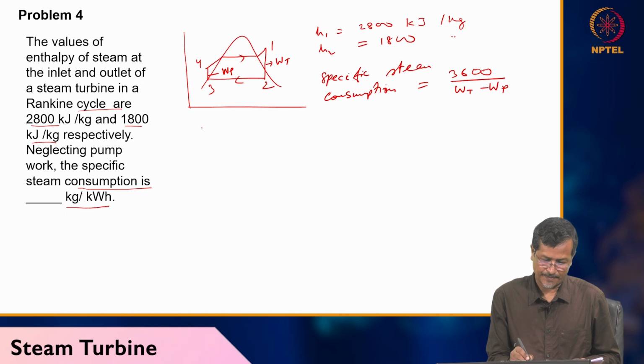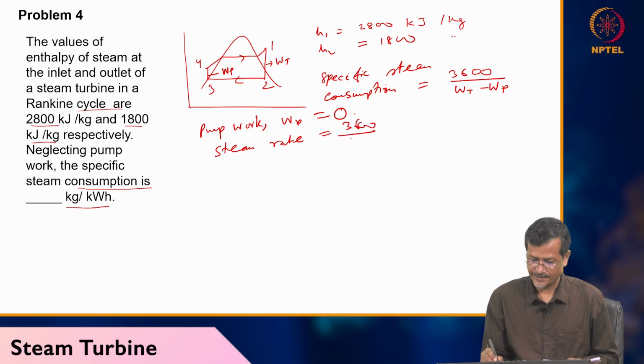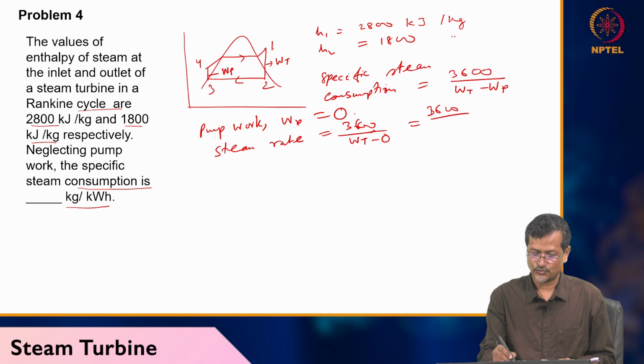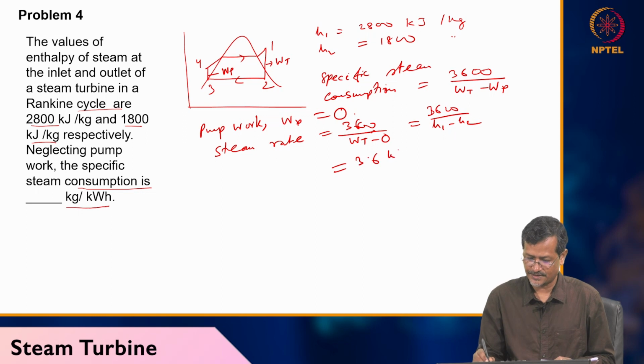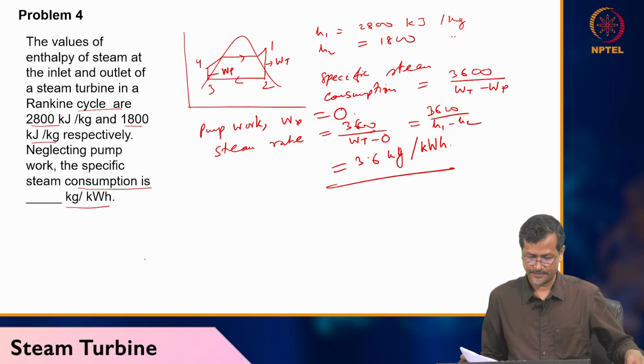Now pump work, WP equals 0. It is given that we have to neglect the pump work. Now steam rate equals 3600 divided by WT, because WP is 0. So it is 3600 over the turbine work, H1 minus H2. This gives 3.6 kg per kilowatt hour. Okay, so we'll see the next problem.